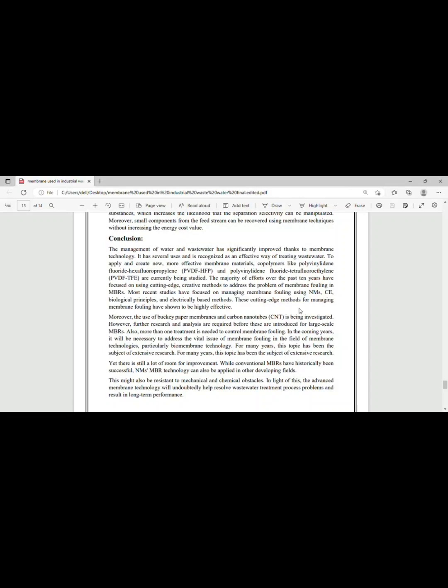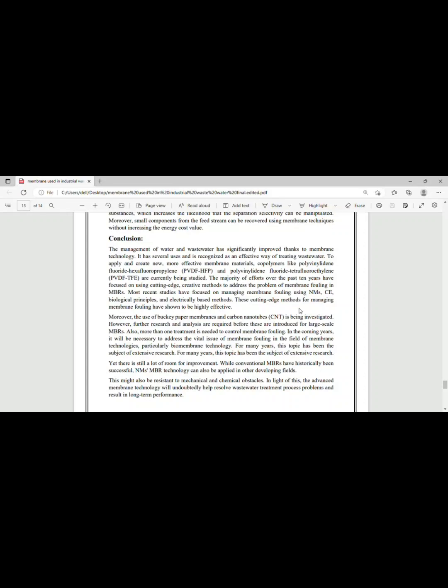The last one is the conclusion. The management of water and wastewater has significantly improved thanks to membrane technology. It has several uses and is recognized as an effective way of treating wastewater. To apply and create new, more effective membrane materials, copolymers like PVDF-HFP and PVDF-TFE are currently being studied.